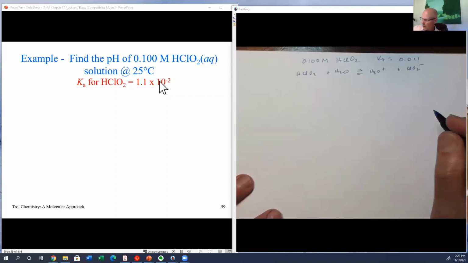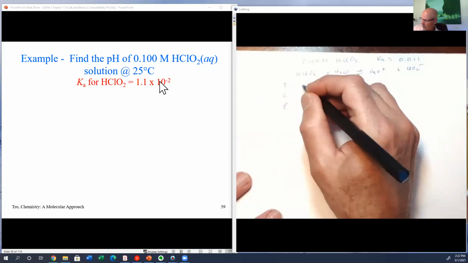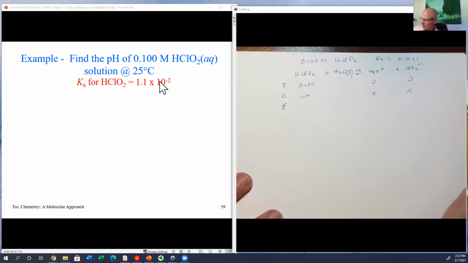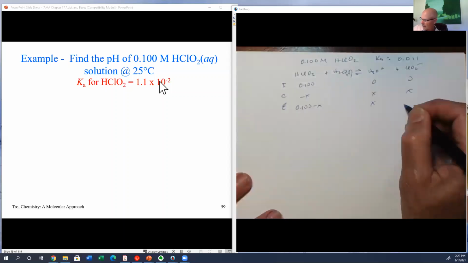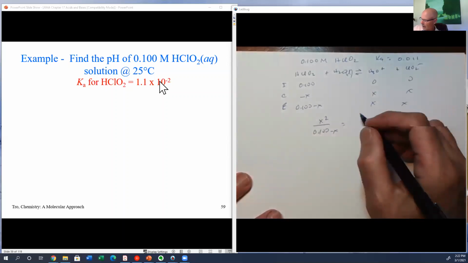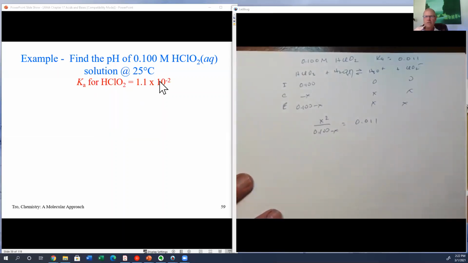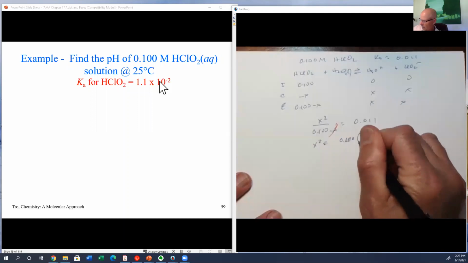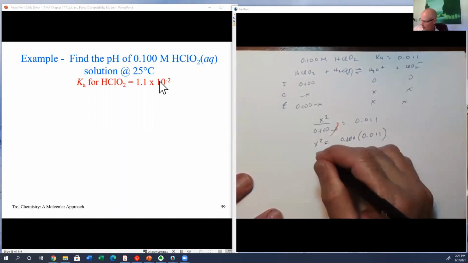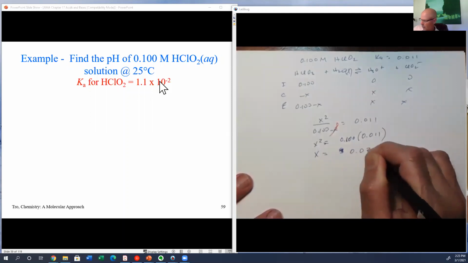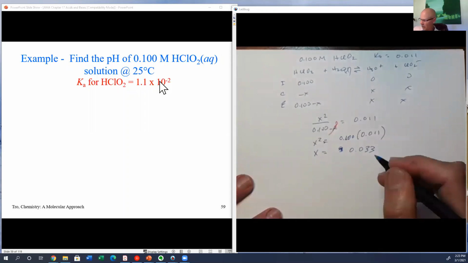Okay, so we set up our ice table. Again, this is going to start to look familiar. We have 0.100 minus x. Again, the water is a pure liquid, so we ignore it. So we have x squared over 0.100 minus x equal to Ka, 0.011. Just for funsies, let's try making the extra-small approximation and see what happens. We get that x squared is equal to 0.100 times 0.011, and x is equal to 0.033.